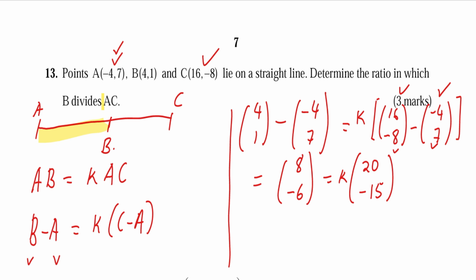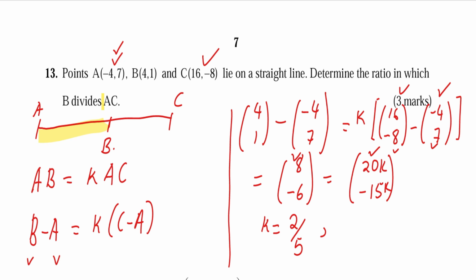If you multiply each number by K, you'll get 20K and -15K. So the K should be the same, whether you do the above one or the lower one. So you must know 20K is equal to 8. So when you divide by 20, remember this is 20K, which is equal to 8. 8 divided by 20, it should give you, I think, 0.4, which is 2/5. So basically our constant K is 2/5.